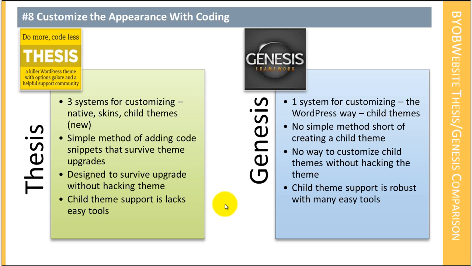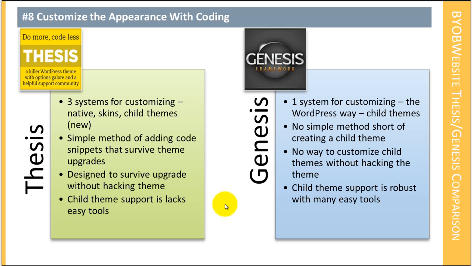On the other hand, Genesis only has one way for you to customize Genesis, and that's the WordPress way, using child themes, which means there's really no simple method short of creating a child theme for you to customize your Genesis website and still allow it to survive an upgrade. Now, it's not that difficult to create a child theme, but nevertheless, it's not as simple as using the Thesis system. And there's no way to customize a child theme without hacking the child theme.